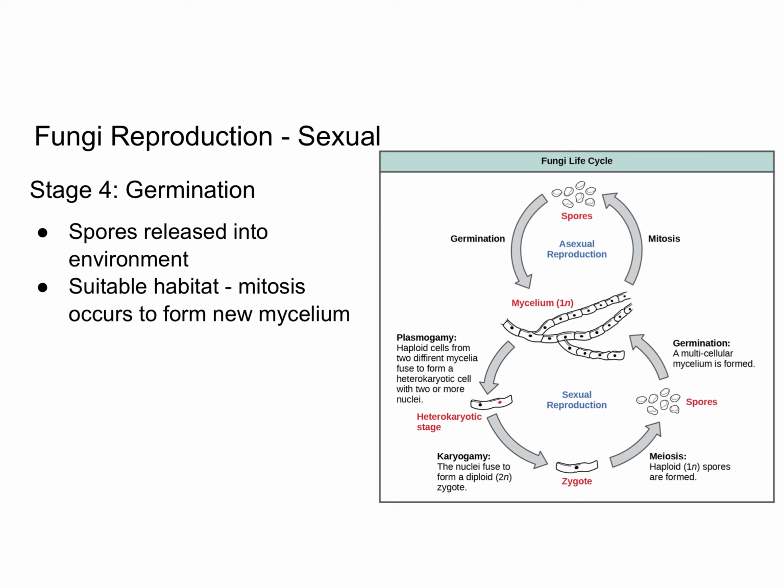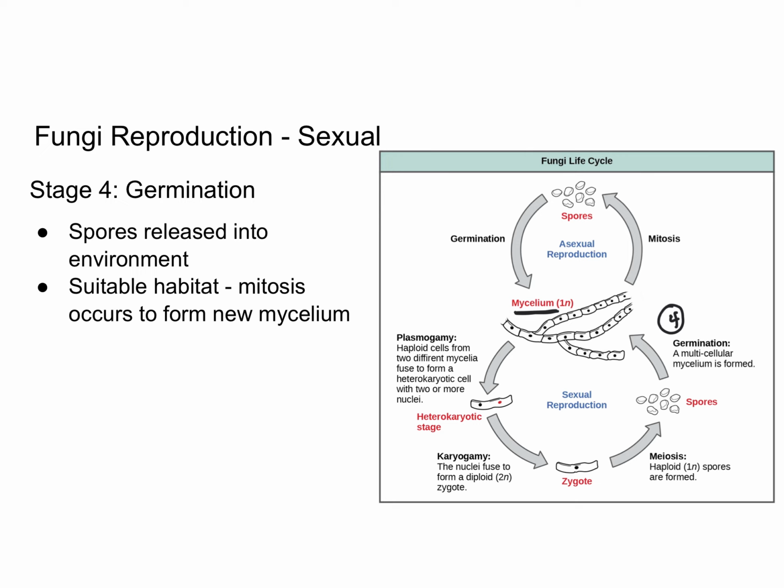And then the 4th step is germination. And so the spores that were produced during meiosis are going to be released into the environment. And they're going to be carried primarily with the wind, like through the air, or they might hitch a ride on an animal as well. If that spore lands on a spot that has a suitable environment, then it is going to go through mitosis in order to form a new mycelium.